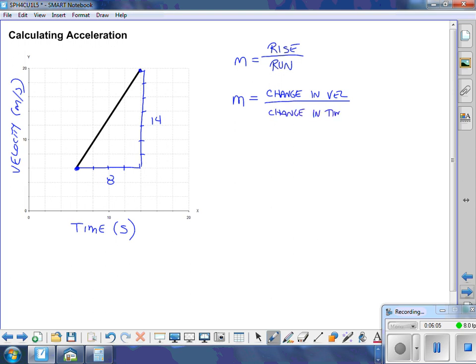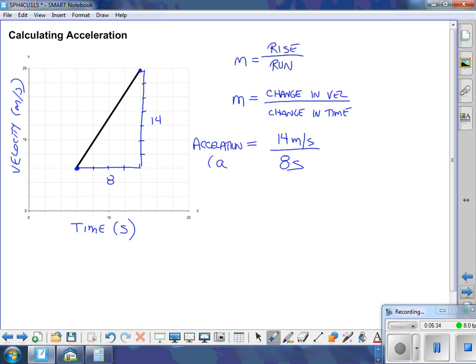All right. So what does that give us? Well, we know the change in velocity was 14 meters per second. So we started at 6 meters per second and ended at 20. We increased our velocity by 14, and we did this in 8 seconds. So there's your definition of acceleration: how much you change your velocity in a given time frame.